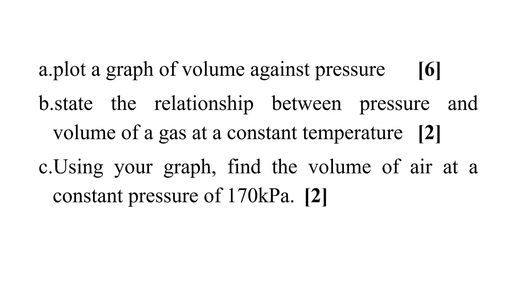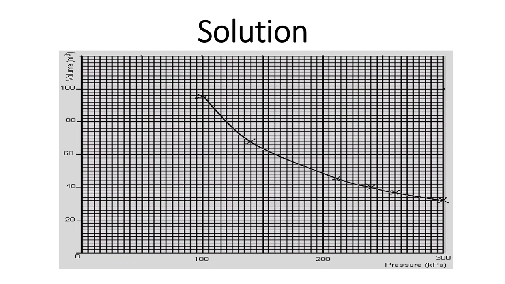B. State the relationship between pressure and volume of a gas at a constant temperature, 2 marks. C. Using your graph, find the volume of air at a constant pressure of 170 kilopascals, 2 marks. Solution. A. Using your graph paper, present volume on y-axis and pressure on x-axis.